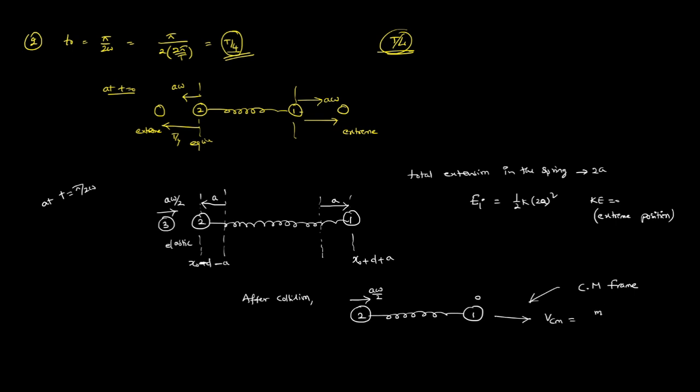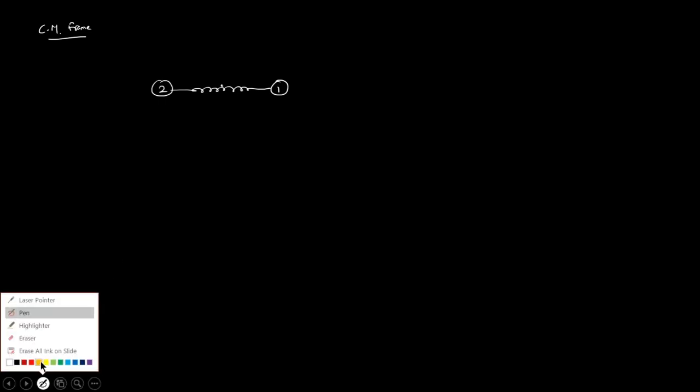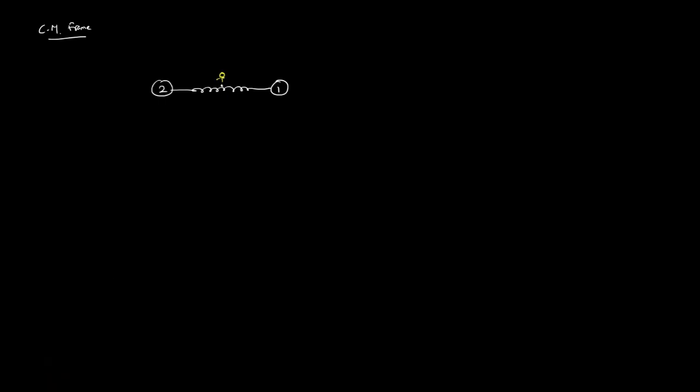So what is the velocity of center of mass? I can write down: m into a omega by 2 plus m into 0, divided by total mass 2m. Then the velocity of center of mass will become a omega by 4. Now what is the meaning of center of mass frame? Now you look at the things from the center of mass. This is the second particle and this is the first particle. The observer is at the center of mass, which means the observer velocity is a omega by 4.